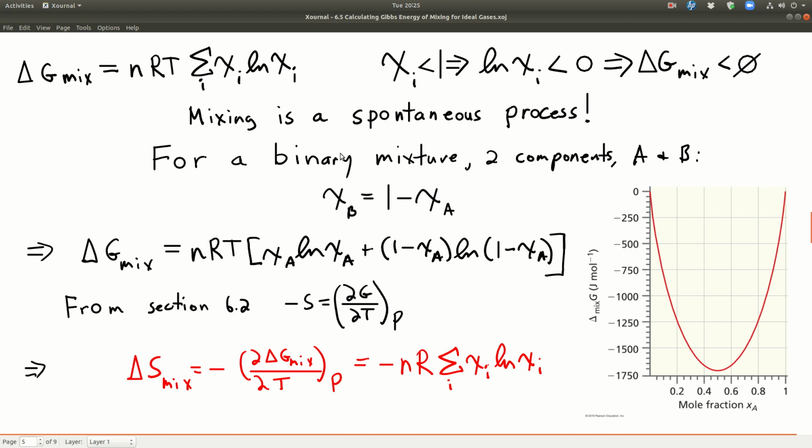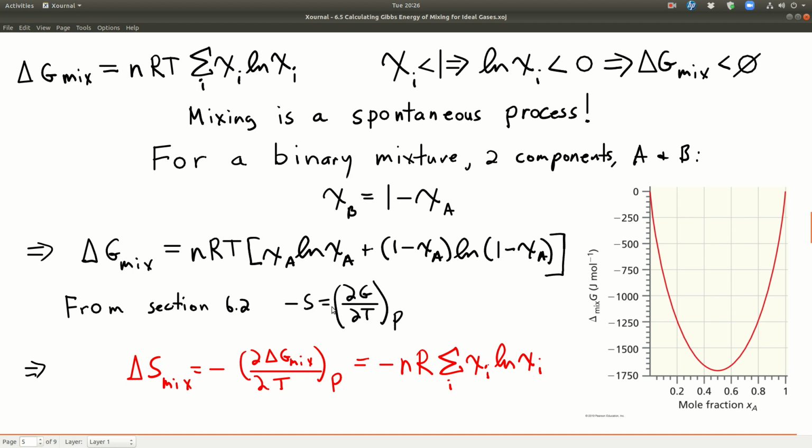Now let's simplify it even farther. Let's look at a binary mixture, just two components, call them A and B. We know that the mole fraction of one is equal to 1 minus the mole fraction of the other. So the mole fraction of B is equal to 1 minus the mole fraction of A. Plugging into this equation right up here and expanding it out, we see that delta G of mixing is nRT times the mole fraction of A, natural log of the mole fraction of A, plus 1 minus the mole fraction of A, natural log of 1 minus the mole fraction of A.